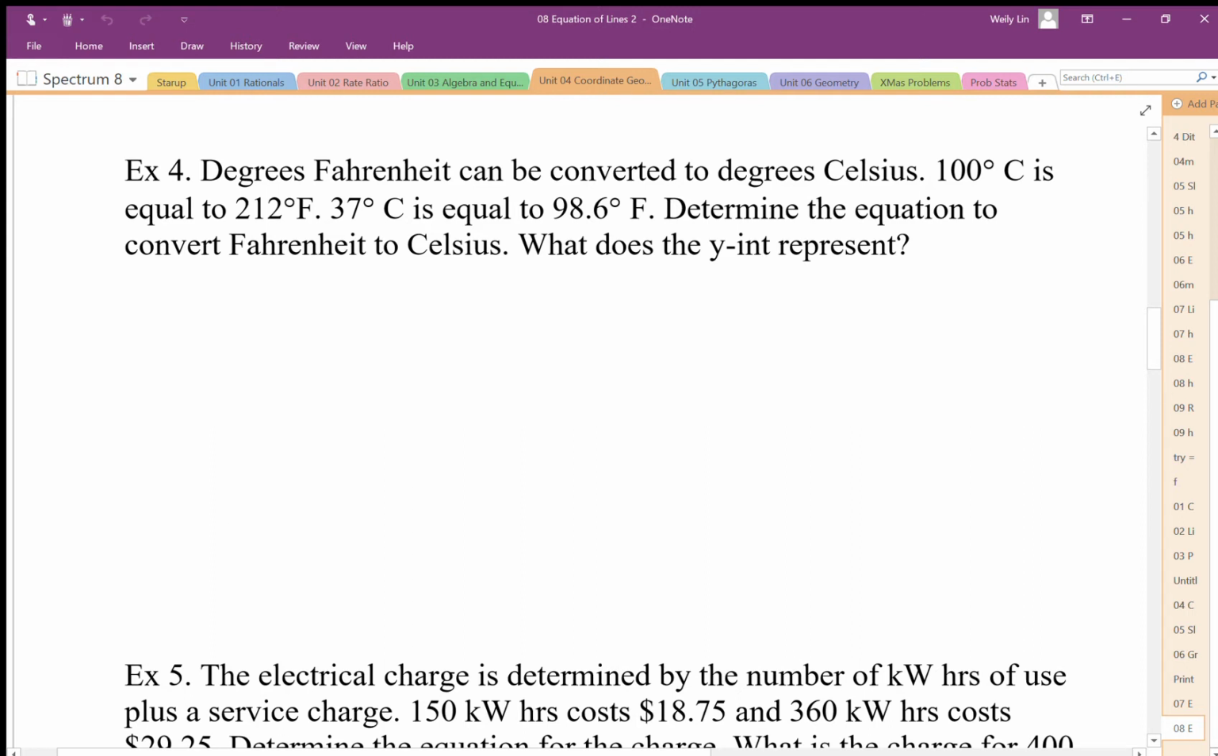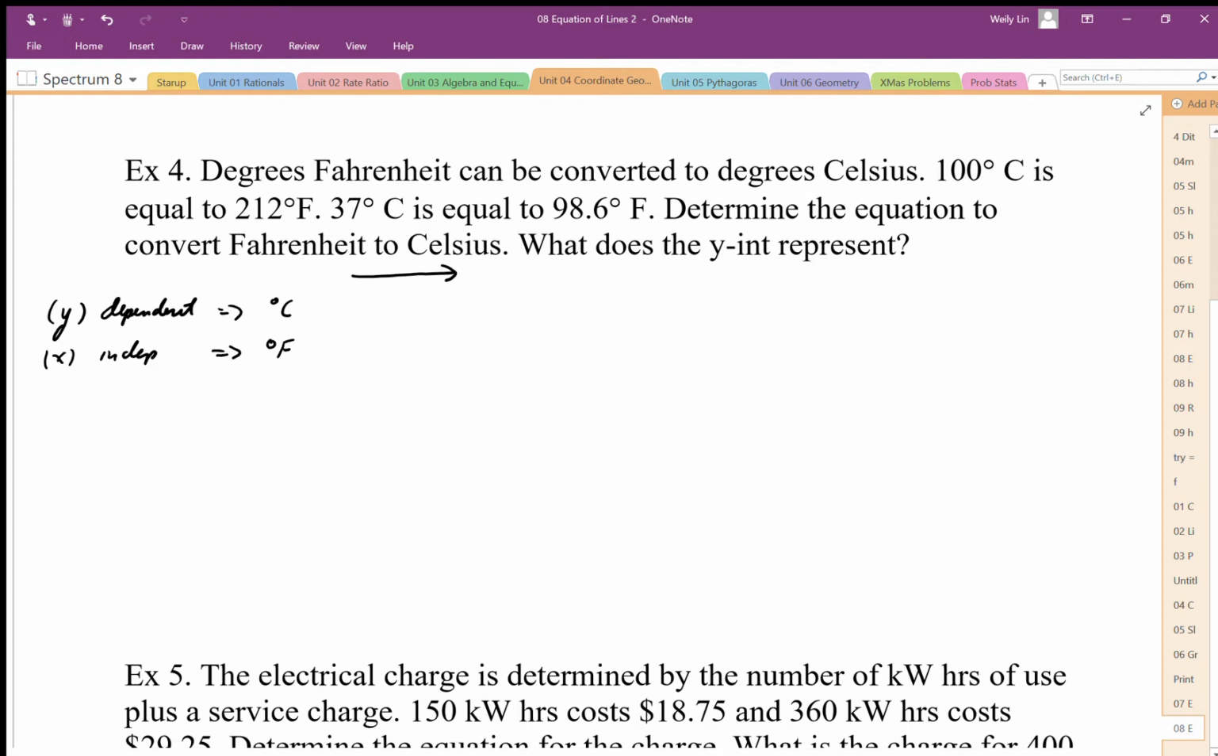So we want to determine the equation to convert Fahrenheit to Celsius. So we're kind of going this way. Celsius should represent the output, or the dependent variable, the y variable. So y is our dependent, and that is degrees Celsius. The independent is going to be our degrees Fahrenheit. So our input is degrees Fahrenheit, our output should be degrees Celsius.